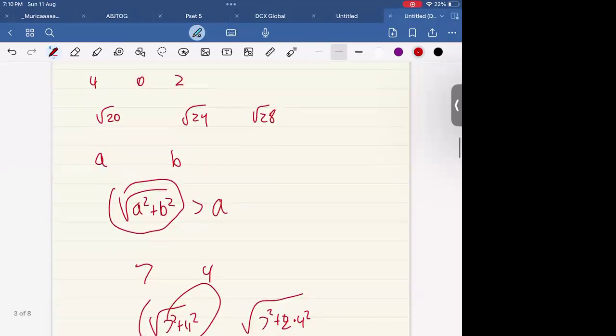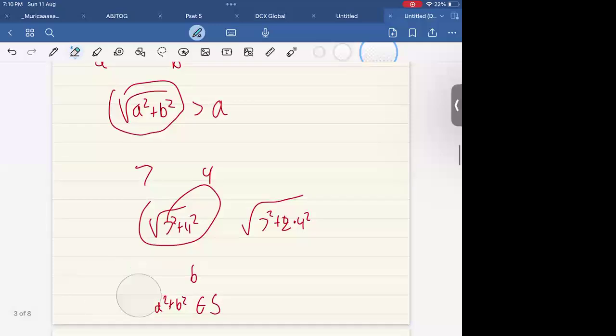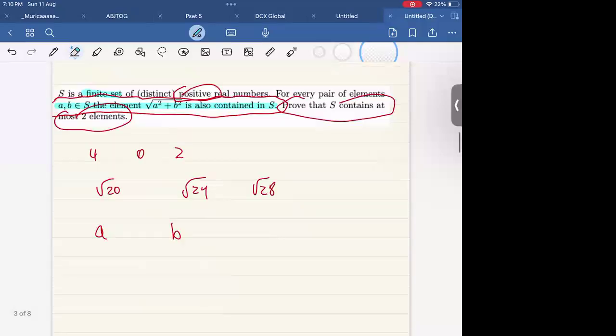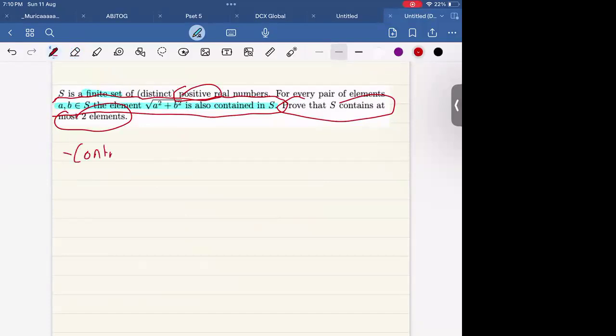So I'll just sketch it. The positive maximal element.